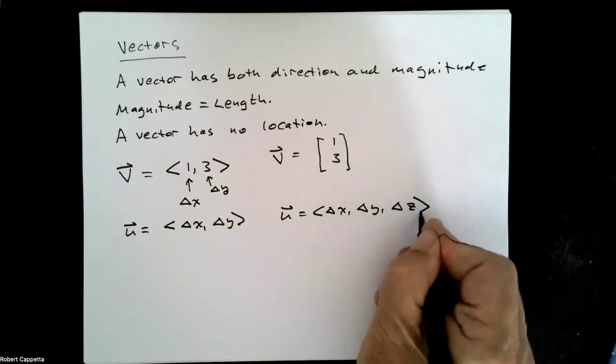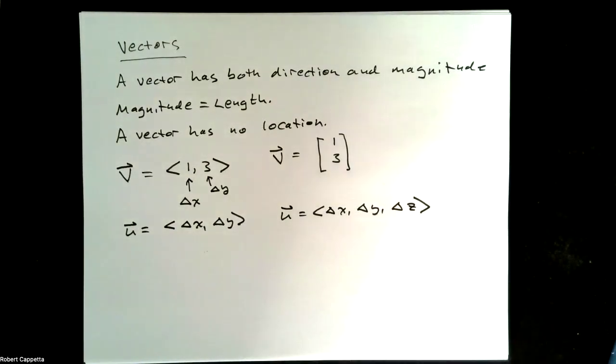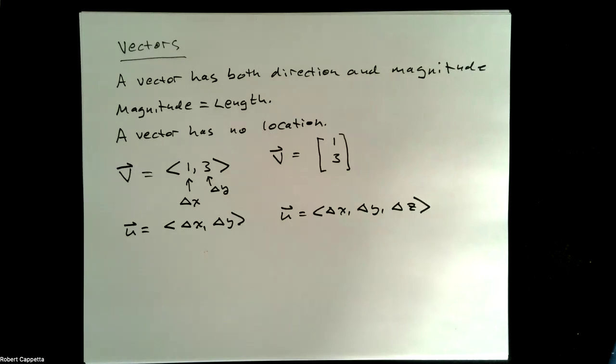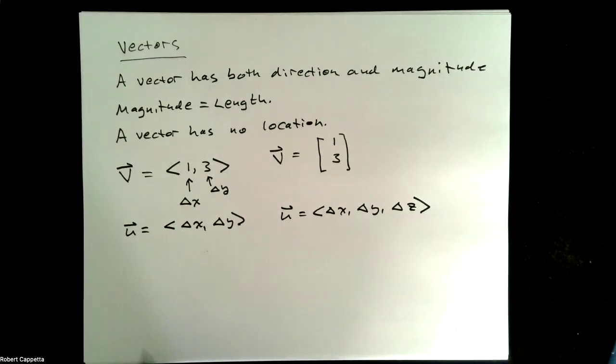In calculus, we primarily focus on two-dimensional or three-dimensional vectors. In other courses in algebra, you can deal with vectors with many, many more elements than just two or three. Now, the question we want to ask is, what is the length of the vector 1, 3, and what does it mean? So how long is that and what does it represent?